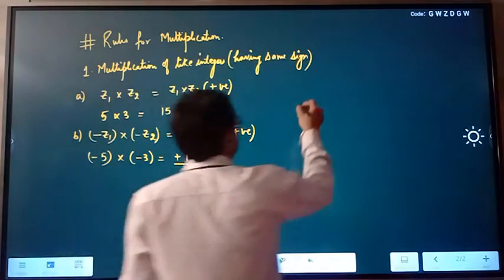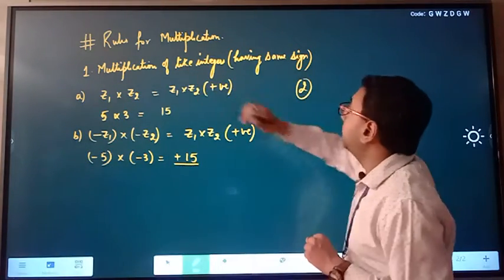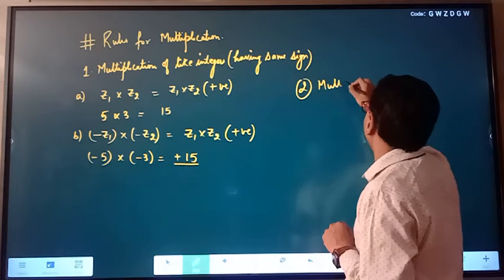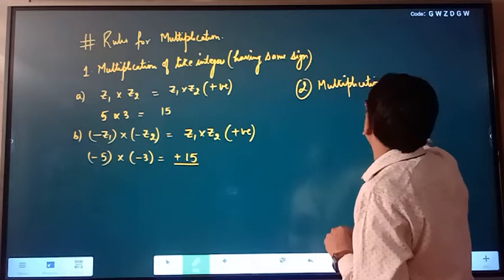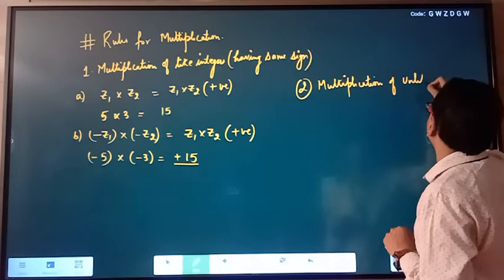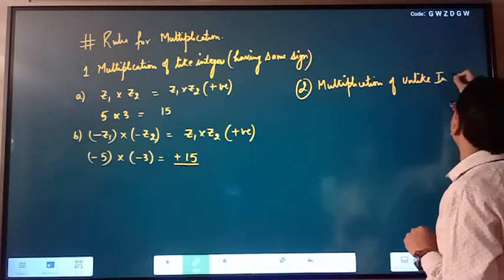Second part, multiplication of unlike integers. What do you mean by unlike integers?